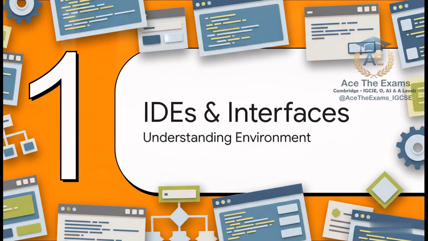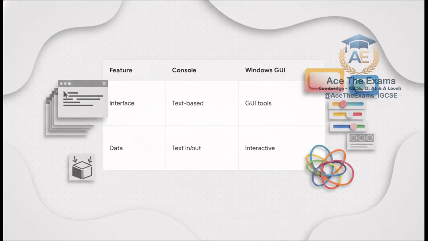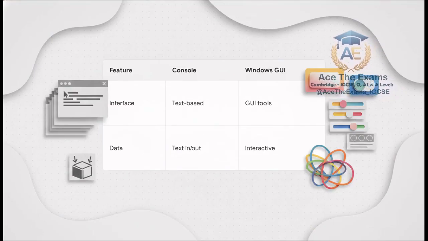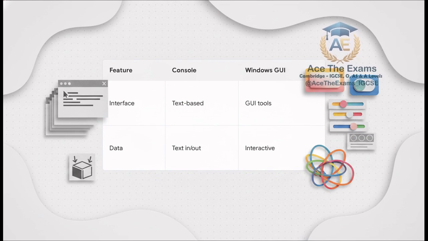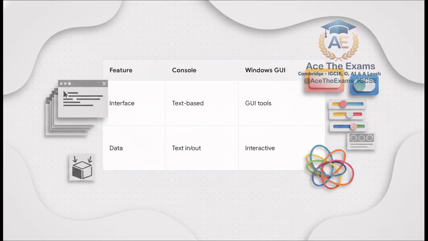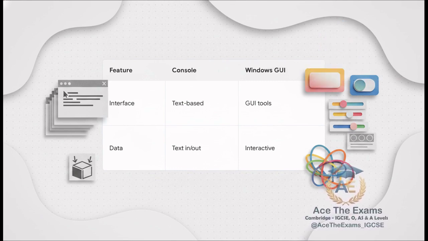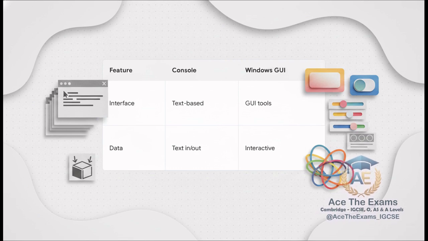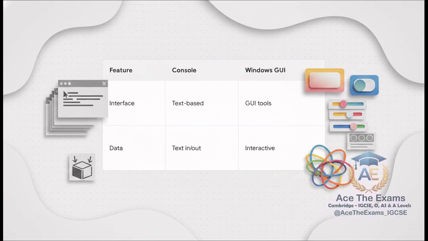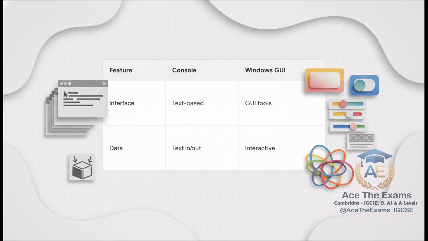Moving right along to Section 1, IDEs and Interfaces. Before we even write a single line of code, we really need to understand the interface we're building for. The jump from a simple text-based console interface to a much more complex Windows Forms application is massive. A console application pretty much just accepts and displays text, but a Windows Forms application relies on graphical user interface or GUI tools, which means you, the programmer, have to design complex, interactive visual elements.